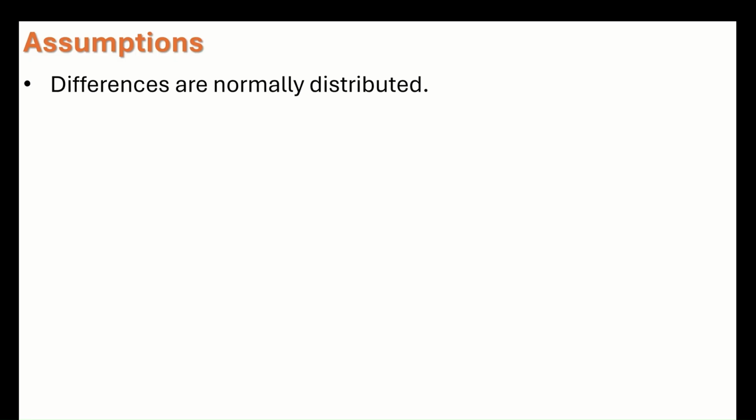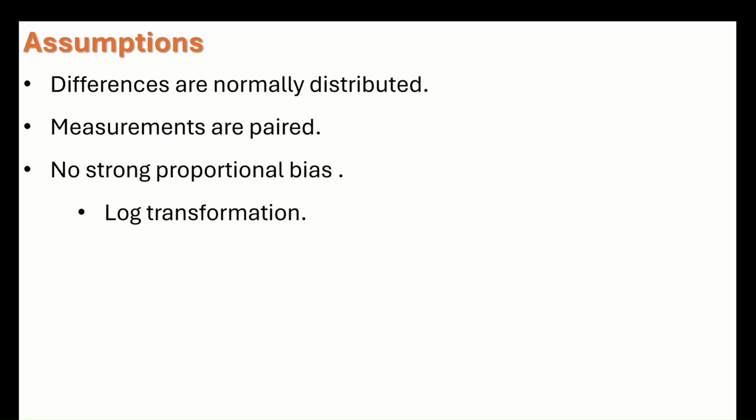Those assumptions are certain criteria or certain characteristics of the data that have to be fulfilled before plotting the graph. The first assumption is that the differences between the two measurements are normally distributed. The measurements are paired, and finally there is no strong proportional bias. If there is a strong proportional bias, then log transformation of the data can be performed.